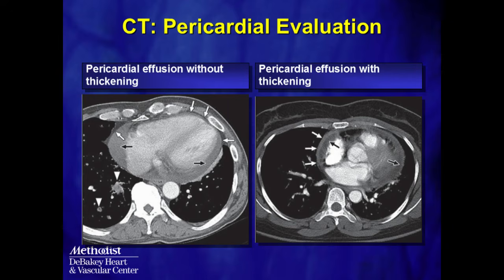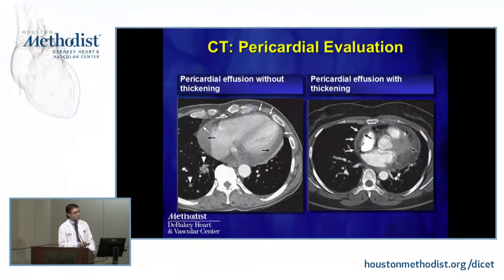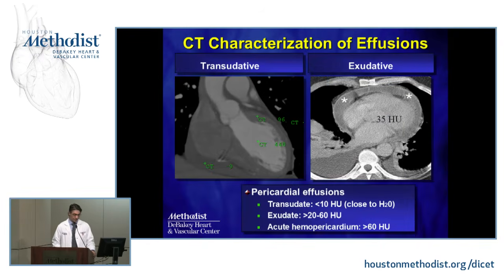But I hope at least by this slide you can appreciate that, for people who are learning to read CT, differentiating between pericardial thickening and pericardial effusions can be a little bit difficult, only because tissue characterization can be a little bit more challenging. Is there any data on different Hounsfield units to differentiate between pericardium?